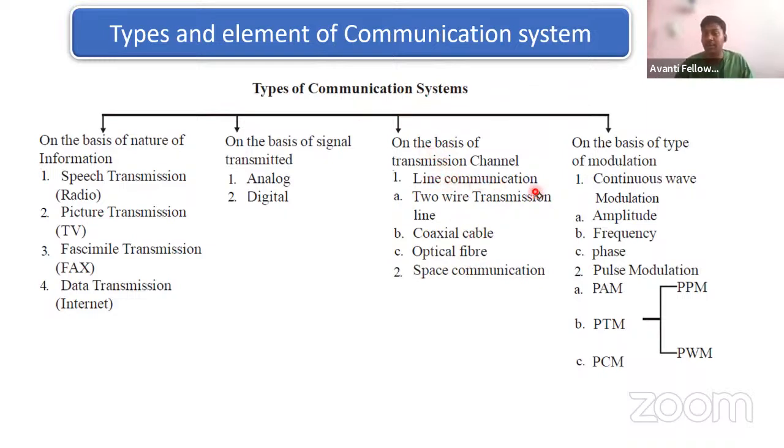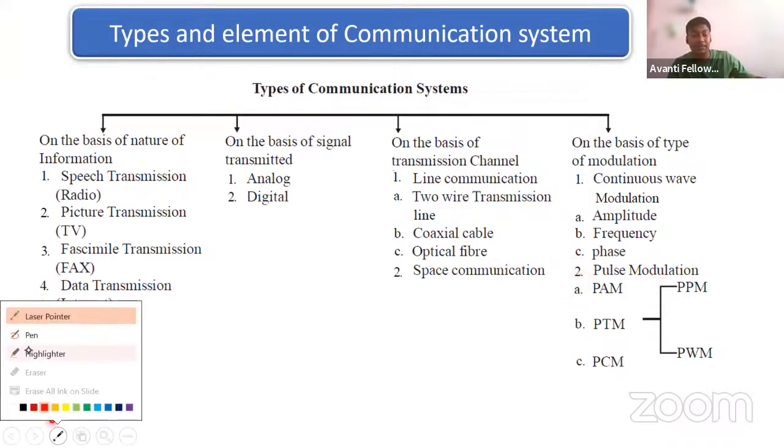Now, on the basis of modulation, if we have an analog signal, then it is continuous wave modulation. In continuous wave modulation, there will be amplitude modulation, phase modulation, and frequency modulation. Now pulse modulation: if we do not have a continuous wave and have something in discrete form, in that case pulse modulation will take place.